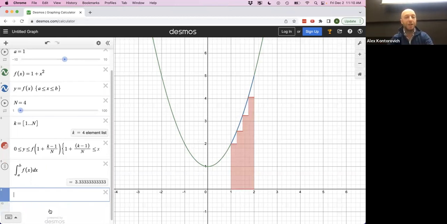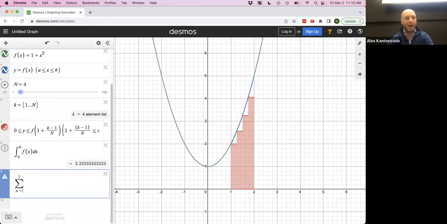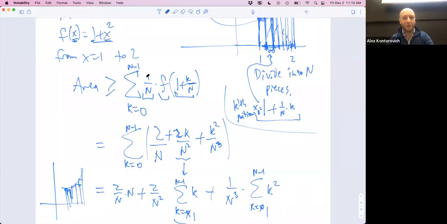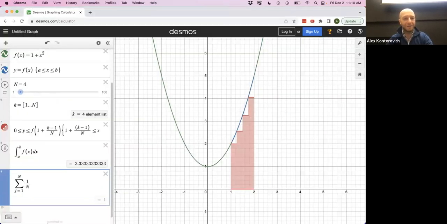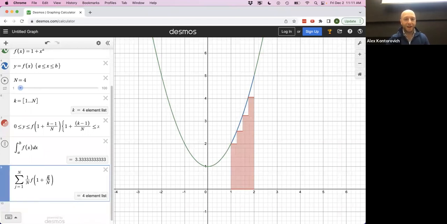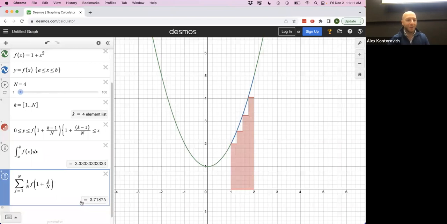So the actual approximation is a sum, as we can't use n, let's use j, as j goes from 1 to capital N. The width of each rectangle is 1 over n. That was this width. And the height of each rectangle was f of, let's do the upper sums, 1 plus j over n. So this is a 4-element list. Not k, j. J is the summation. So here's the upper bound when n is equal to 4, 3.7. The true value is 3 1/3.